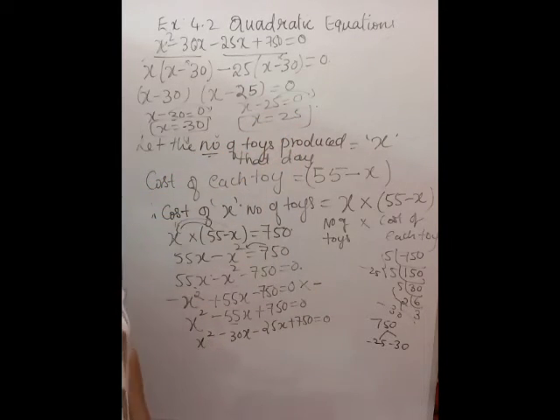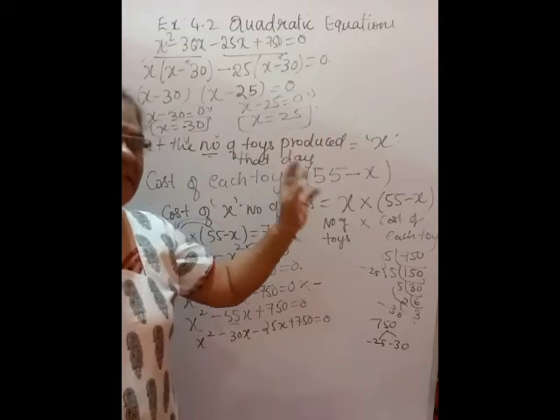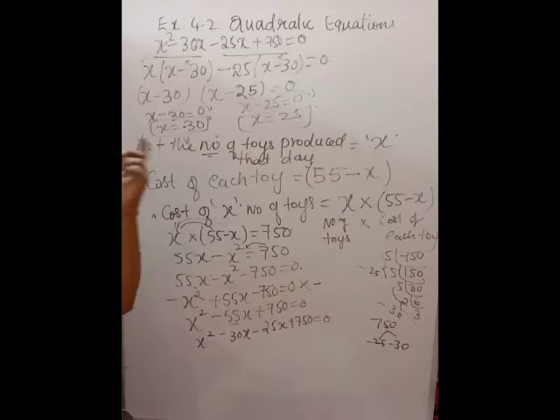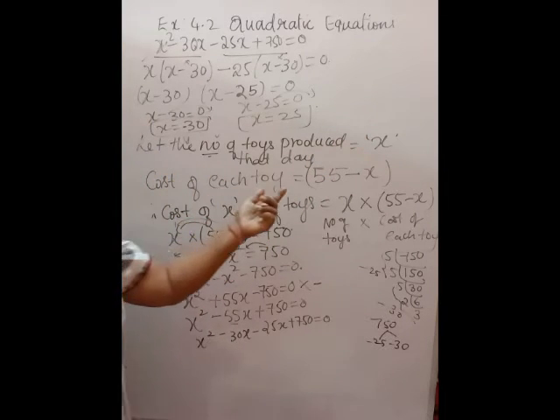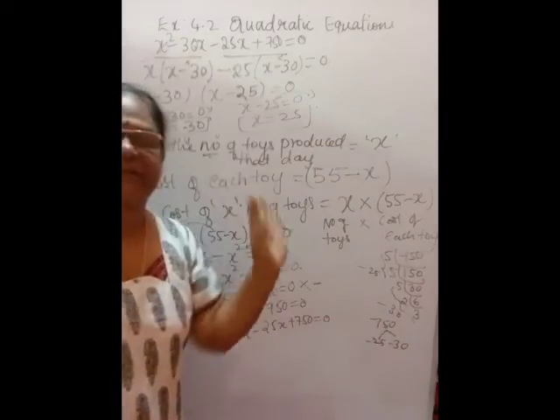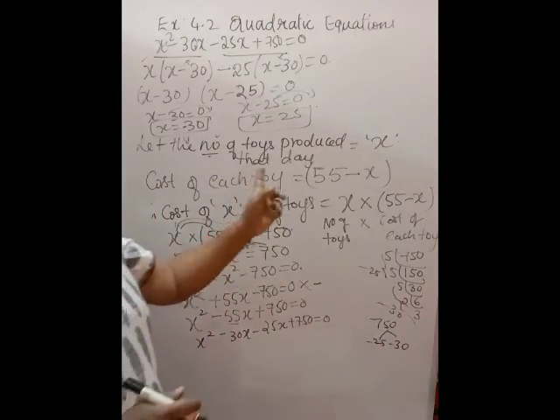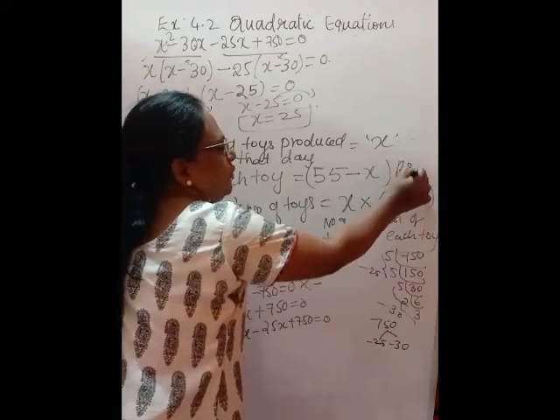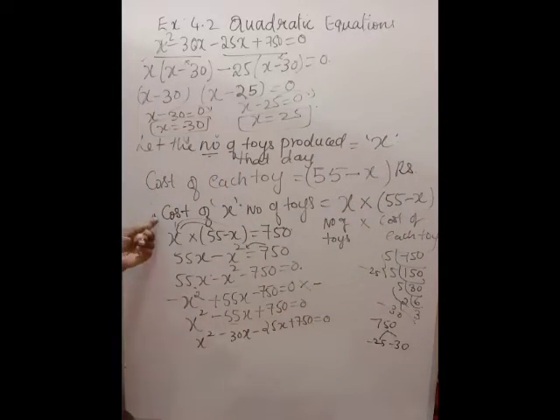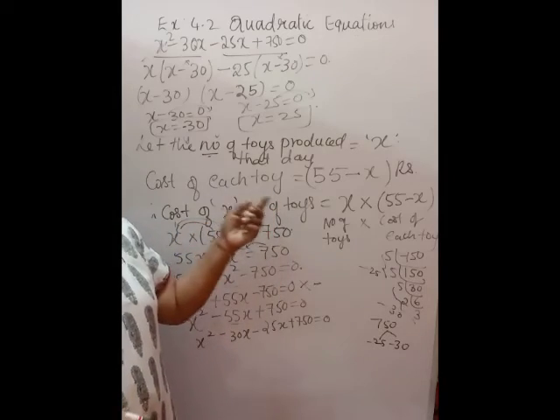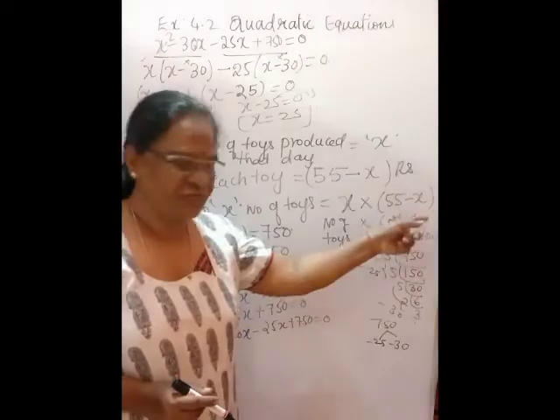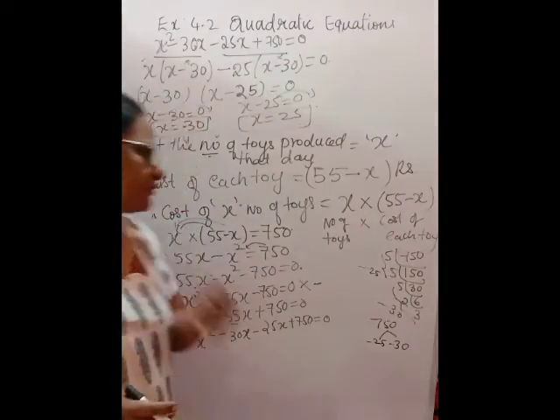Okay, like that. So first what you have to do, let the number of toys produced that particular day be x. So the cost of each toy is, according to the problem they have given, 55 minus the number of toys made that particular day. So 55 minus x is nothing but the cost, in rupees. So what is the cost of x number of toys? It is given by number of toys into cost of each toy.